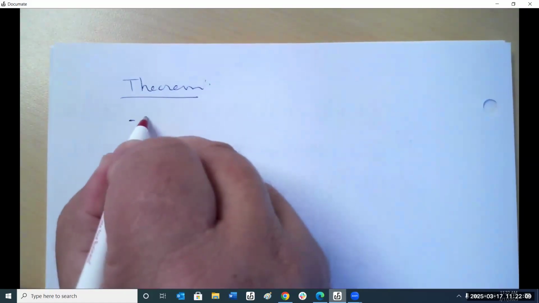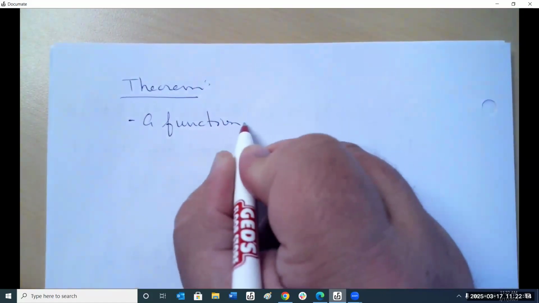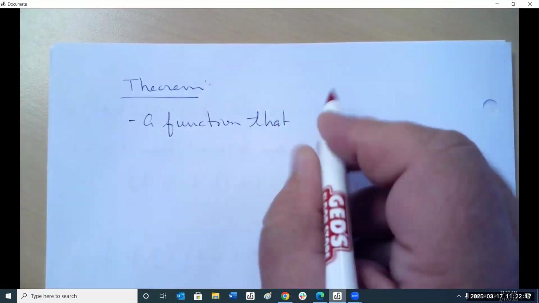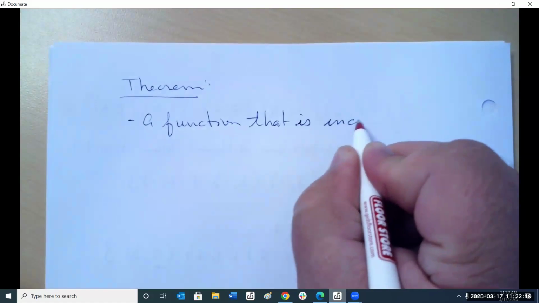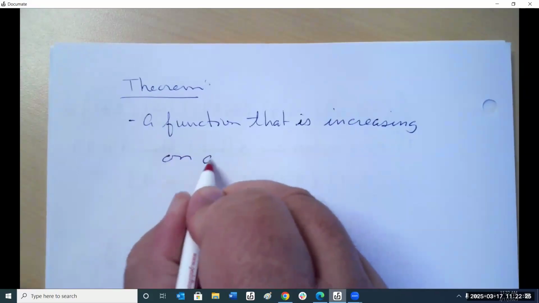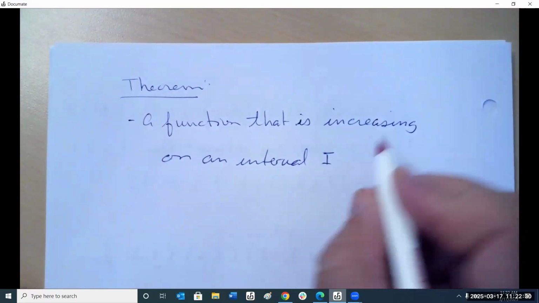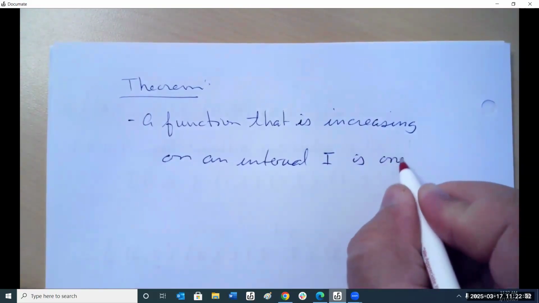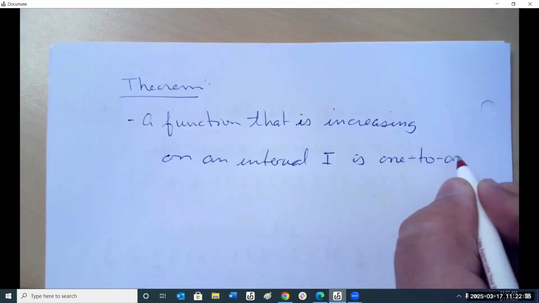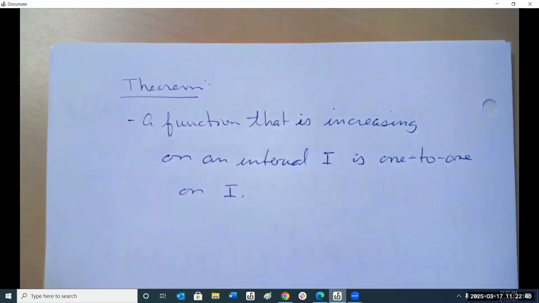Theorem. A function that is increasing on an interval I is 1-to-1 on I. A function that is increasing on an interval I is 1-to-1 on that interval I.